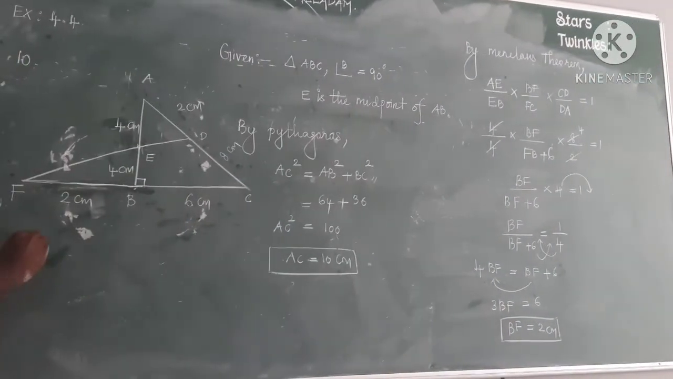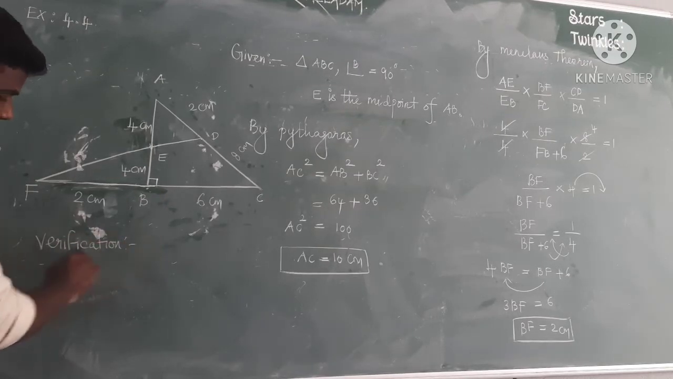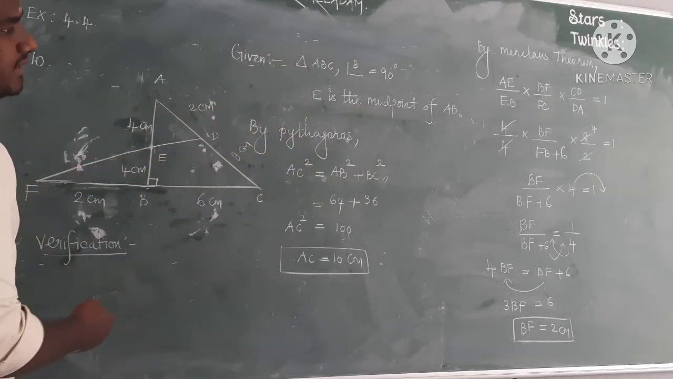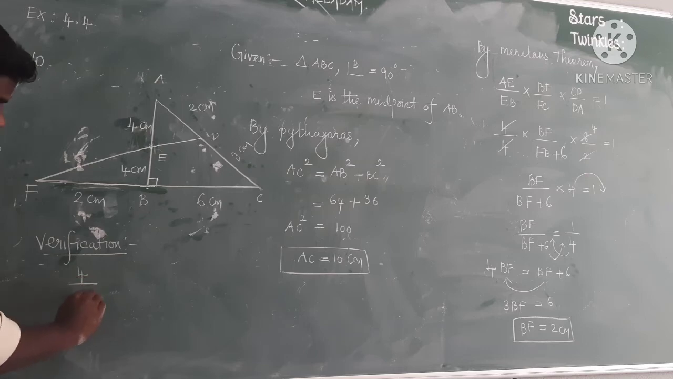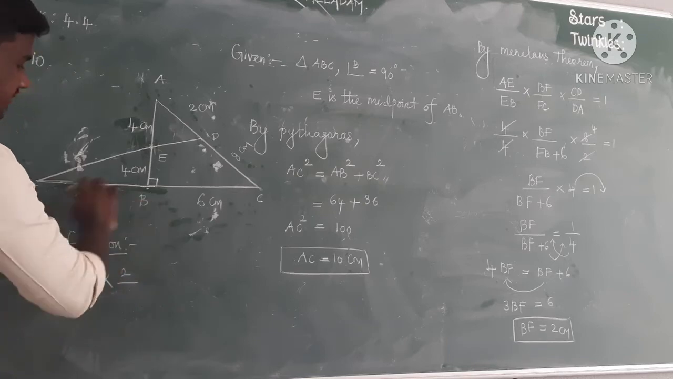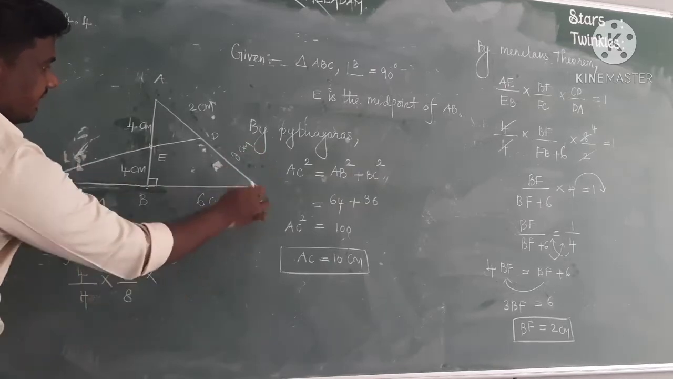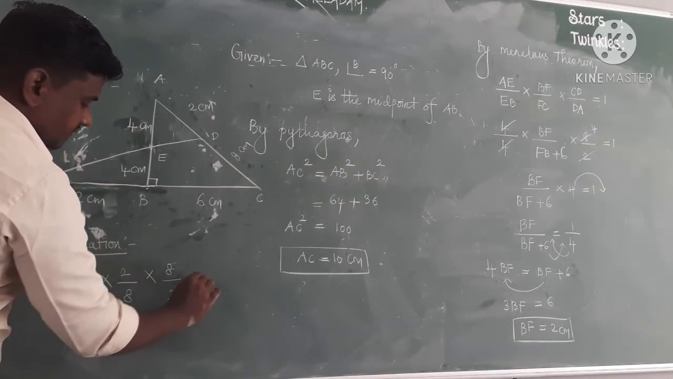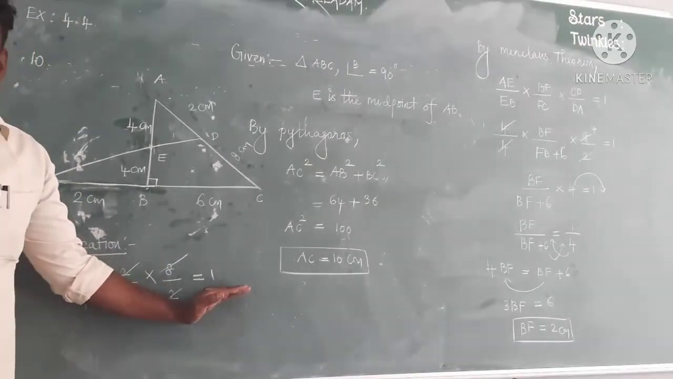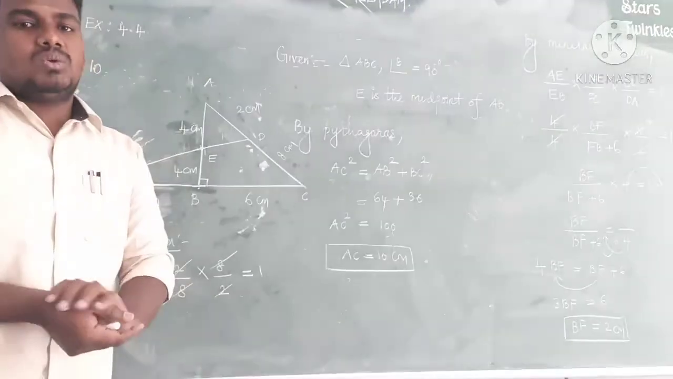You can verify it. How to verify it? If you take the left hand side, it produces the right hand side. So the left hand side, AE by EB, so 4 by 4, into BF by FC. BF is equal to 2, by FC is equal to 6 plus 2 gives 8, into the third one, CD by DA, so 8 by 2. If you simplify it, it leaves 1. So we got the right hand side.